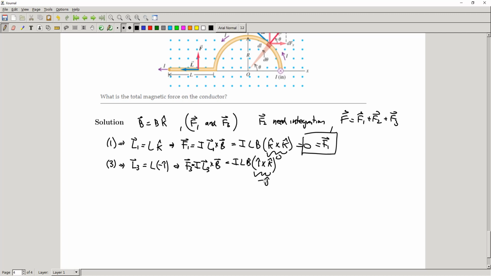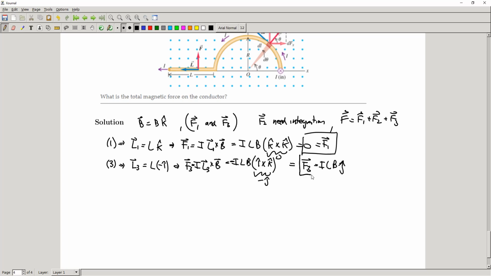And so we have the minus, oh, I have to be careful here. I made a bit of a mistake there. There is actually a minus sign here because we had minus I hat as our direction for our current, right? So this is really minus I hat for our L, right, from over here. So we should have a minus sign here, and because of that, these two minus signs are going to cancel, and we're going to end up with an F3 that's equal to ILB in the J hat direction.